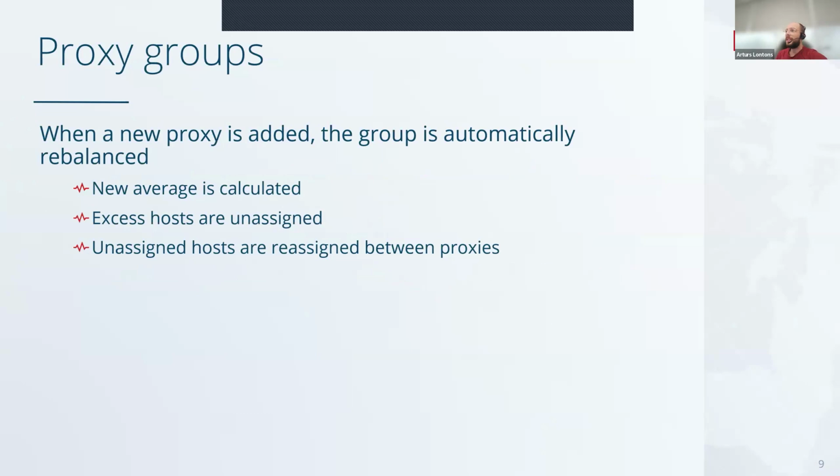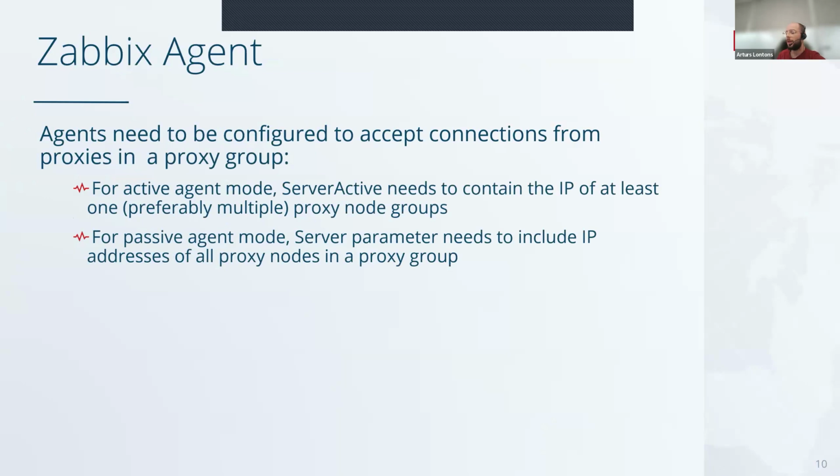When a new proxy is added to a proxy group, the group is automatically rebalanced. We calculate a new average number of hosts for proxy. Excess hosts are unassigned and then reassigned between the new number of proxies. In addition, there is a particular logic for agent configuration.